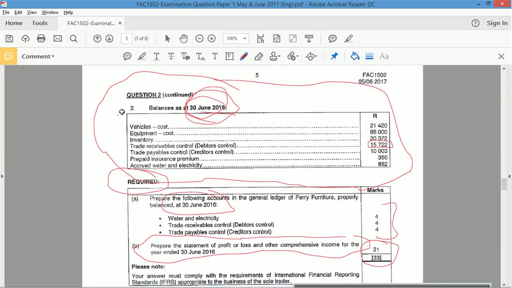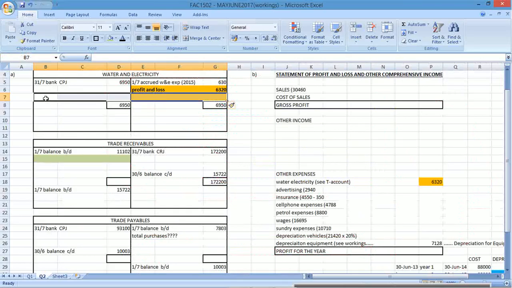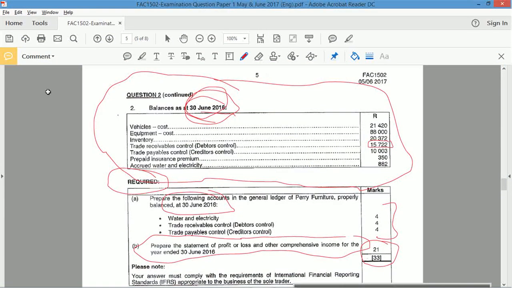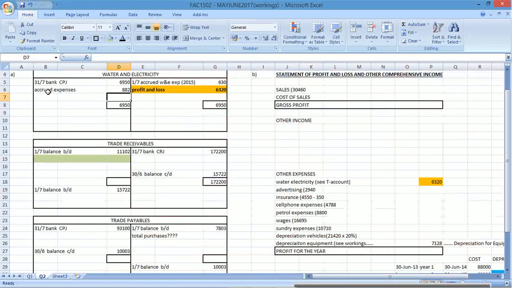Okay, if it's accrued, it hasn't been paid, right? Yes. Accrued expense will be a liability, so it'll have a debit or credit. It'll have a credit, it's a liability. So you credit the liability, debit the expense. Accrued expenses. How much? 8820. Okay, so this needs to change.